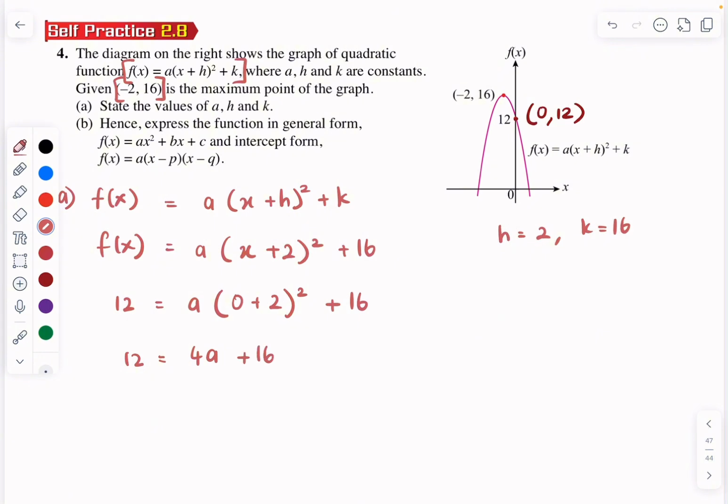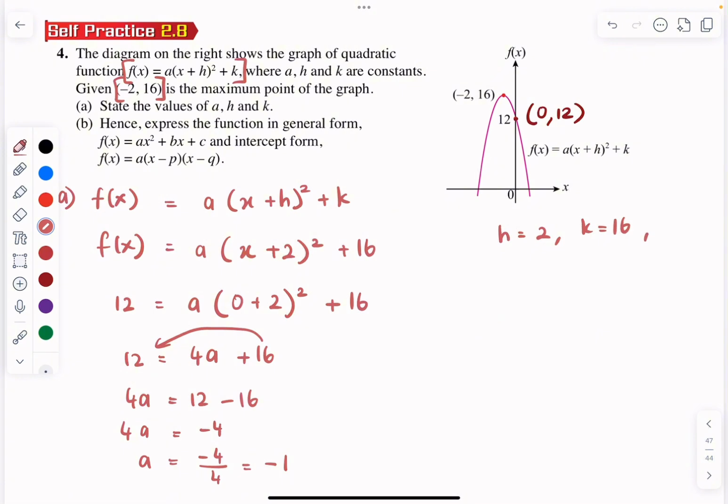Then we make 4A the subject. So 16 we bring here, it becomes 12 minus 16. So 4A is 12 minus 16. 12 minus 16 is negative 4. Then this 4 we bring over there. A will become negative 4 over 4. A is negative 1. So you can say A is negative 1. This will be our answer.